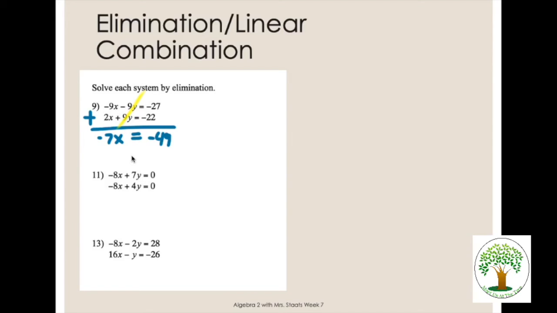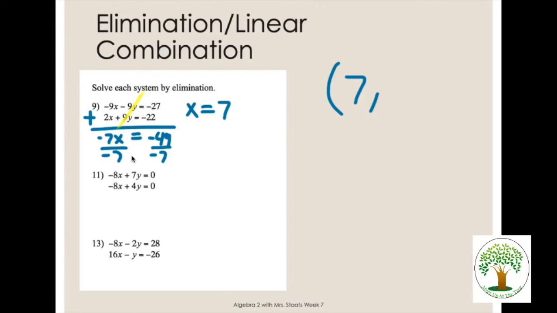It's just algebra. Divide, yep, just algebra. Divide by negative 7. And x in this case is going to be how much? 7. Positive 7. Are we finished? No, because, all right, now, how are we going to find y? Plug it into the simplest of the equations.